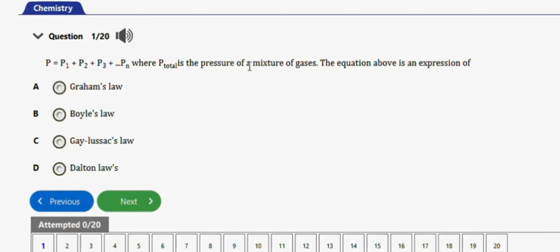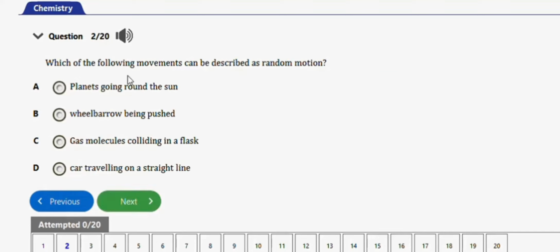is the pressure of a mixture of gases, the equation above is an expression of, so this is Dalton's law, option D. Alright, next question will be this one. It says, which of the following movements can be described as random motion? Planets going around the sun, wheelbarrow being pushed, gas molecules colliding in a flask, car traveling on a straight line. So the right option is option C, which is gas molecules colliding in a flask.